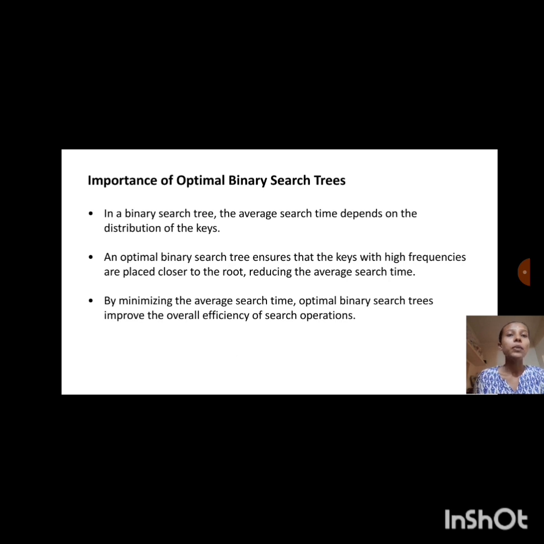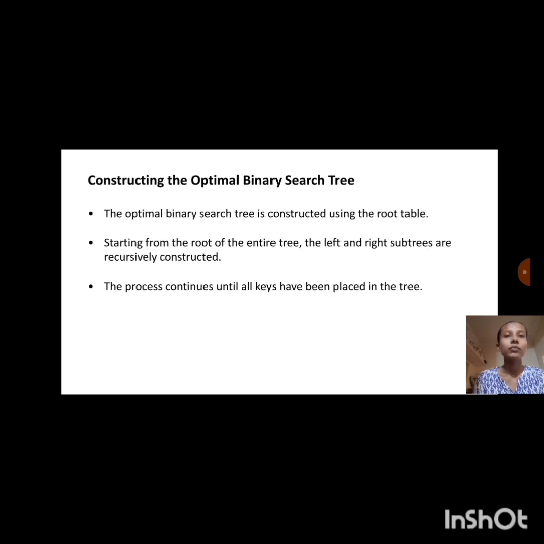Importance of optimal binary search tree. In a binary search tree, the average search time depends on the distribution of the keys. An optimal binary search tree ensures that the keys with high frequencies are placed closer to the root, reducing average search time. By minimizing the average search time, optimal binary search trees improve the overall efficiency of search operations.